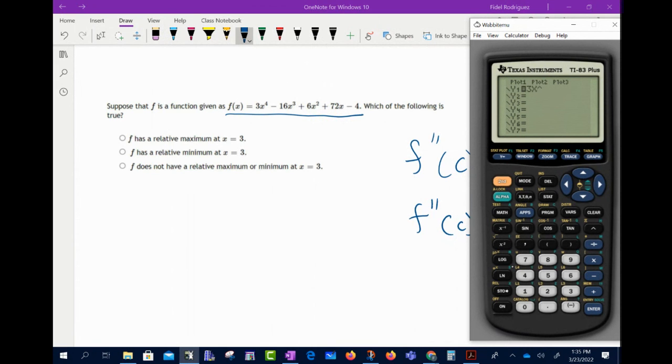So 3x to the fourth minus 16x to the third plus 6x squared plus 72x minus 4. Okay, so there's my function. Let me quit that. All right, let me go to y bars. Let me go to my function. Okay, I want to evaluate this at what value? What's the x value they're giving me? 3. So we're going to plug in this thing at 3. Okay, look at that answer I came up with. 77. Positive or negative? Positive.